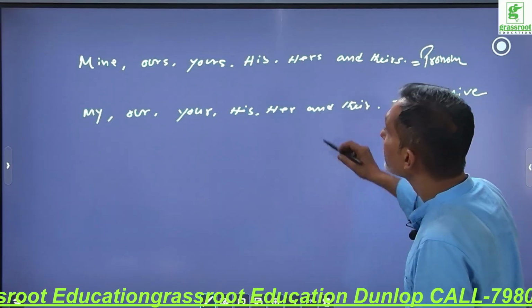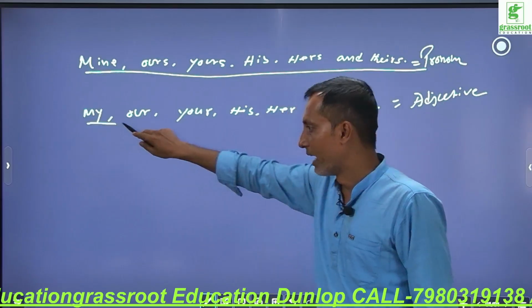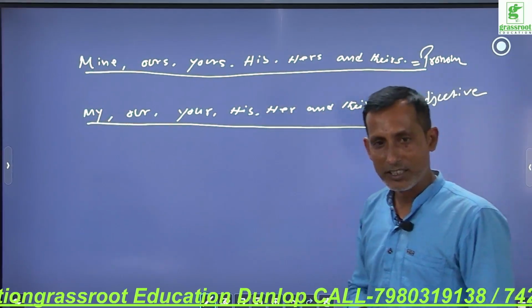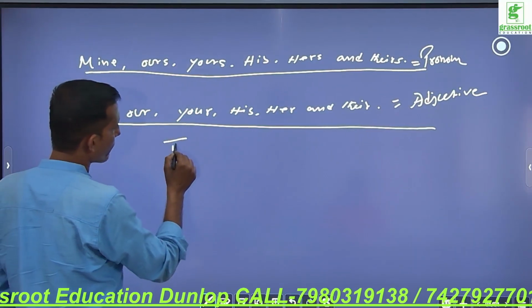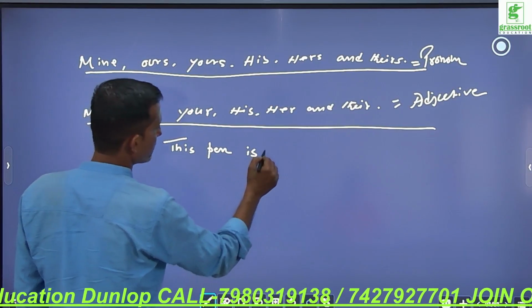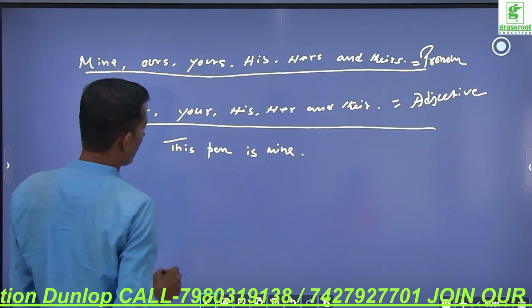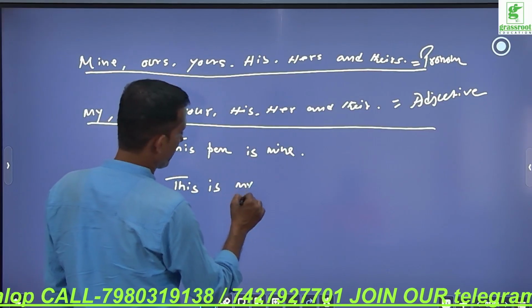Why are these called pronouns and why are these called adjectives? We say, this pen is mine, and we can say, this is my pen.